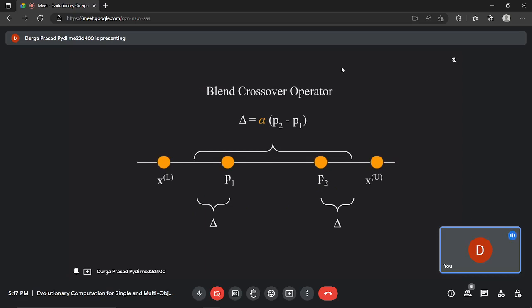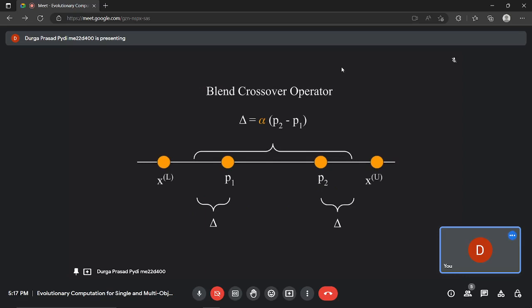That means, say, during your initial stages, if your parent solutions are already far apart, then you have enough space in between to explore. So you do not need a larger value of delta. But when you are approaching one of the local optima, P1 and P2 will come much closer. Then you need a larger value of alpha to explore the search space even further. So you can tune this alpha depending on your generation number. Alternatively, you can also fix a value of alpha.